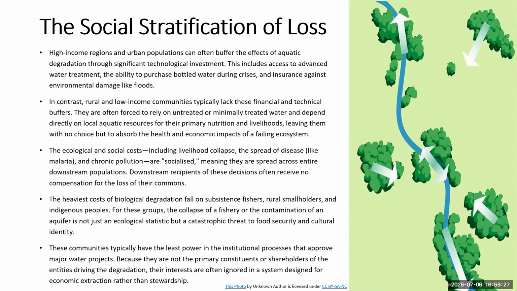Poorer and rural communities usually don't have these options, and they depend directly on rivers, lakes, and fisheries for food and income. In many cases, the economic benefits of projects like dams or large scale irrigation are enjoyed by a small number of powerful groups, while the environmental costs are borne by downstream communities. This means that aquatic degradation is not only an ecological issue, but also a matter of social and environmental justice.